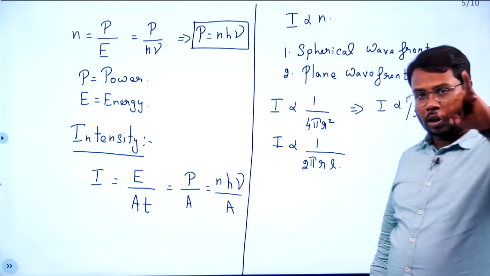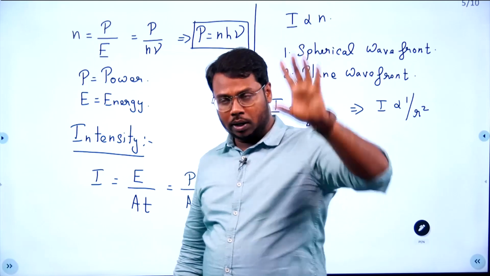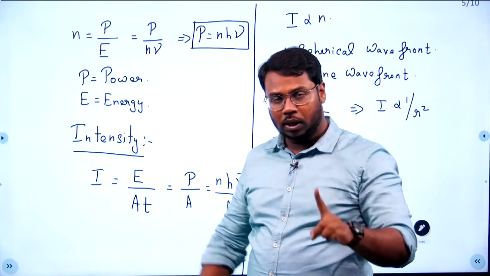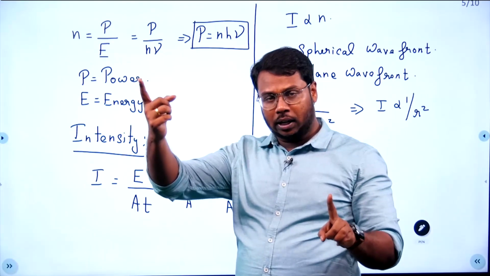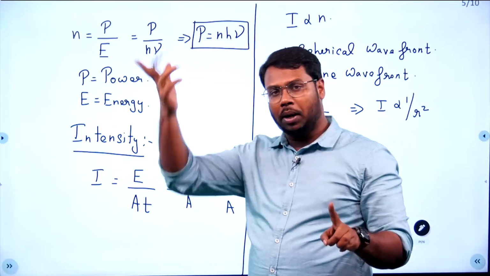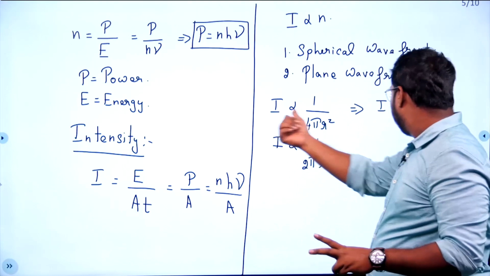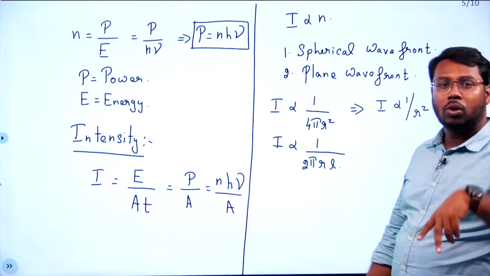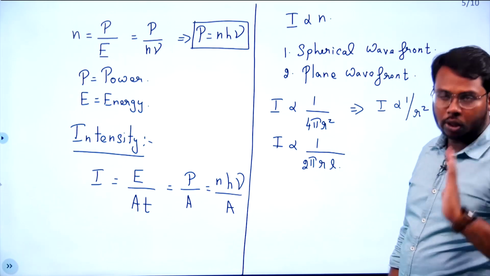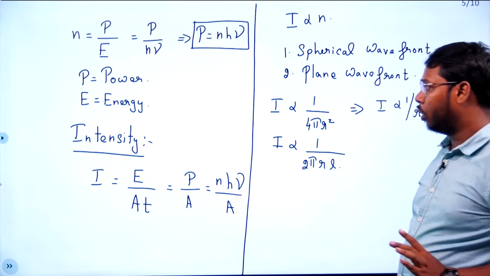There are a few things that you have to keep in your mind very well. One is, intensity is directly proportional to the number of photons, which means if the light is of higher intensity, the number of photons in it will be high. The second thing is, intensity is inversely proportional to the square of the distance. If you remember these two things, you can answer all the questions.